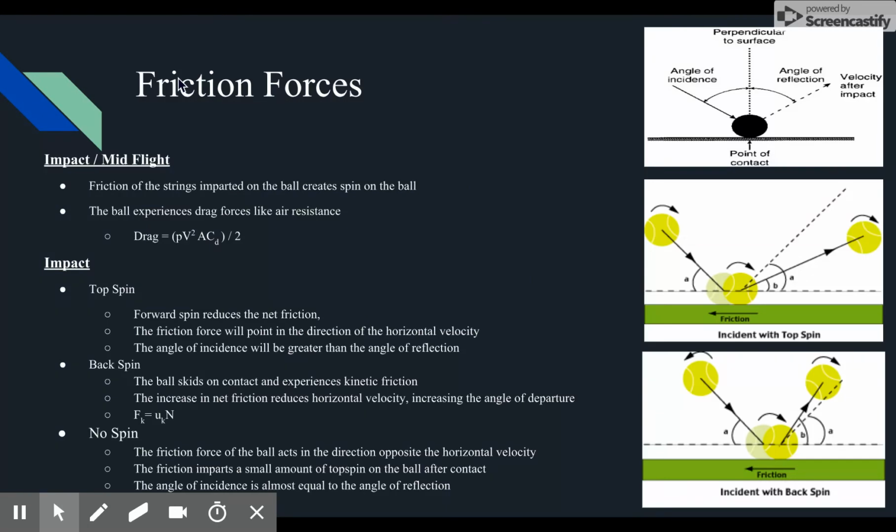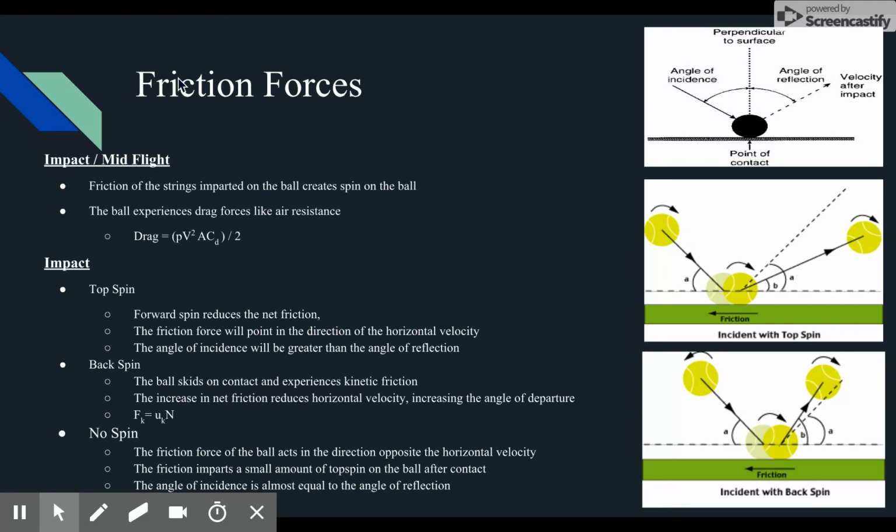From the time the tennis ball leaves the racket, friction forces are apparent throughout the ball's entire journey. From the impact with the racket, the friction of the strings imparted on the ball creates a spin on the ball. As it's flying through the air, the ball experiences drag forces like air resistance, which can be calculated by the equation drag equals rho v squared A C divided by 2.